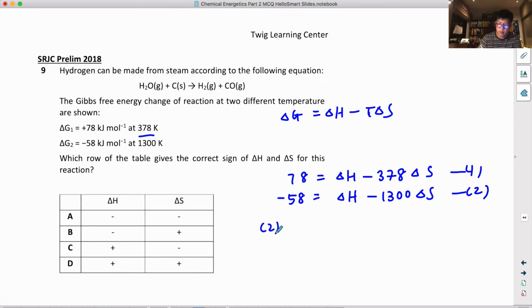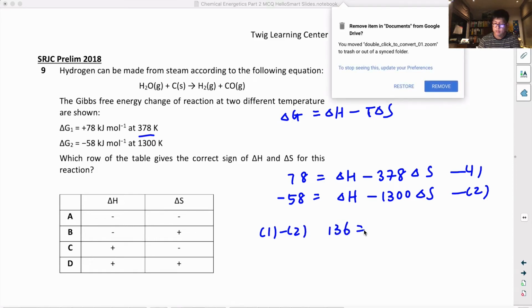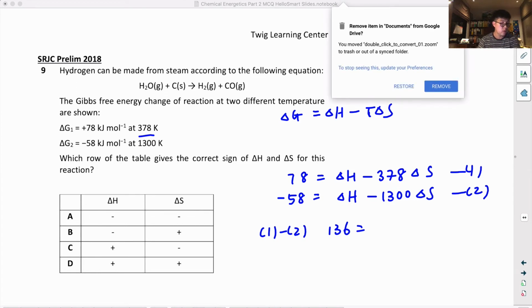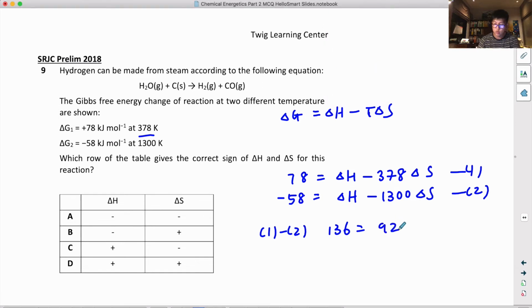If I take 1 minus 2, 78 minus minus 58 is 136. Then minus 378 plus 1300 will give you 922 change in S. So you can calculate the change in S and it will turn out to be 0.148 kilojoules per Kelvin per mole.